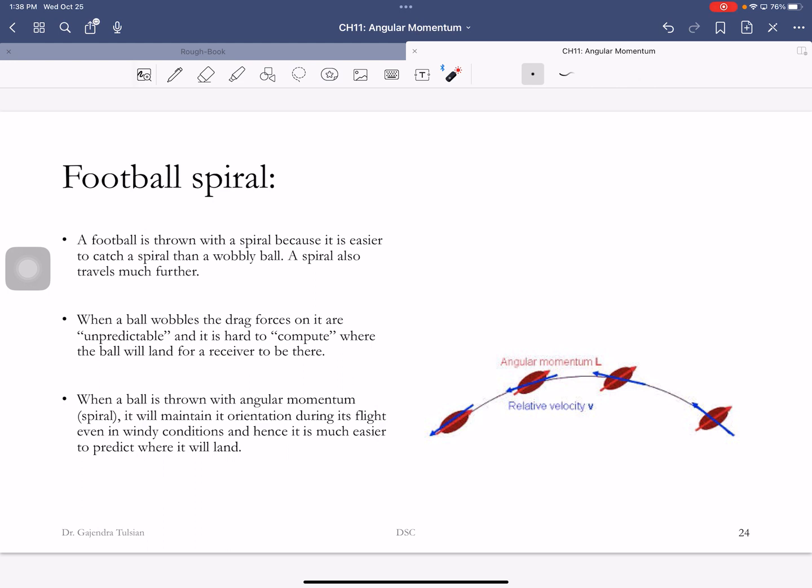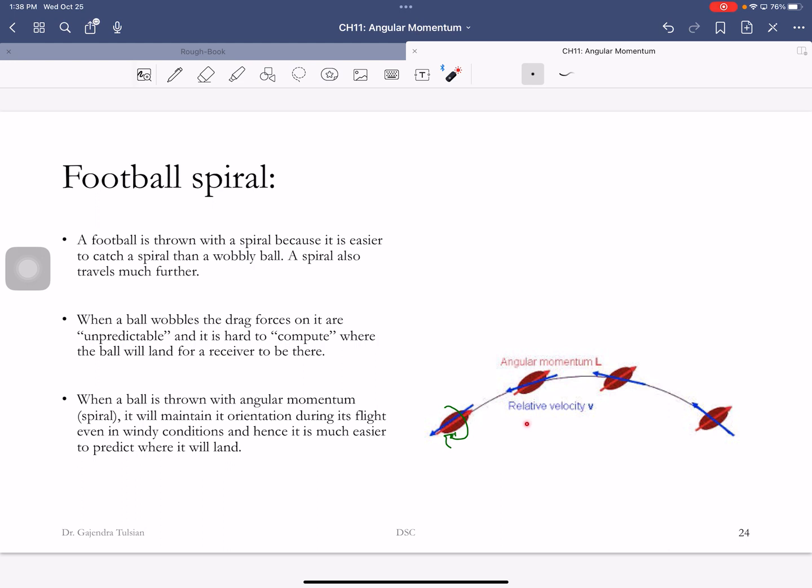So you throw the football with a spin. This is a football thrown in the forward direction with a spin like this. So the football is spinning like that. Again, use your right hand, point your fingers in the direction of the spin, and your thumb points in the direction of the angular momentum. So there's the angular momentum of the football pointing in that direction.